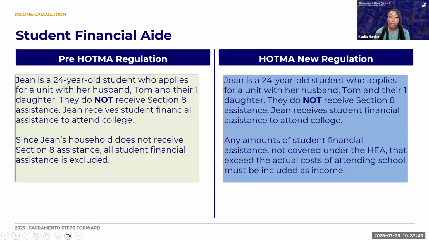Okay, so let's clarify some differences with another example. Focusing on Jean's family to show how HOTMA updates student aid rules. Under pre-HOTMA rules, Jean, a 24-year-old student, applies for a unit with her husband, Tom, and their daughter. No Section 8 involved. All her student financial aid is fully excluded from income, no exceptions.